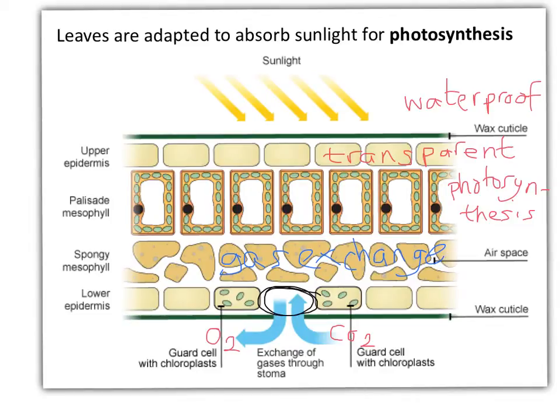A typical question that you might get in an exam could be something like, describe and explain how the leaves are adapted for photosynthesis. And you could look at each layer in turn and describe how it's adapted and how that helps with photosynthesis.